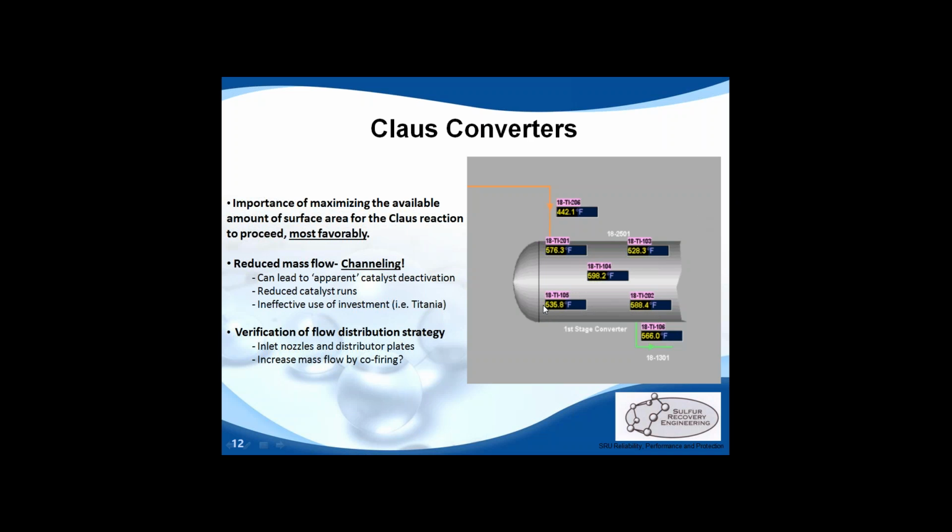As a result, this particular facility will have a reduced overall catalyst run or lifespan. They will have to change their catalyst out more frequently, and when they do change their catalyst out without being able to do anything with the inlet nozzles or distribution pattern to enhance flow, they will be replacing a lot of catalyst that has not been utilized at all.